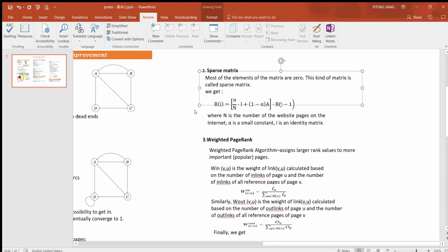If we take that into consideration, we will get this formula, where n is the number of web pages on the Internet, alpha is a small constant, and I is an identity matrix.